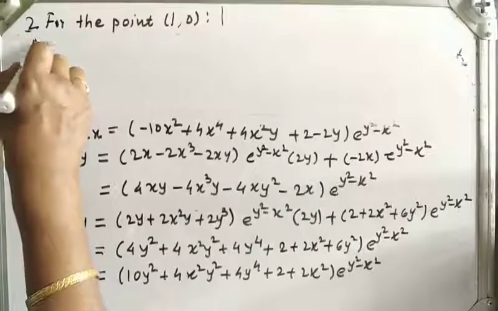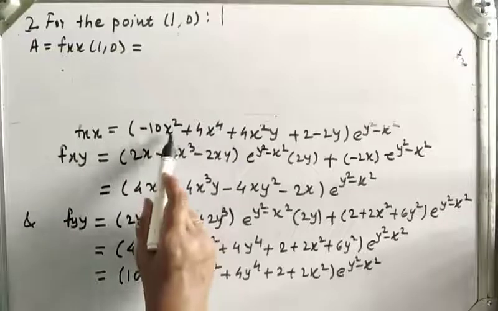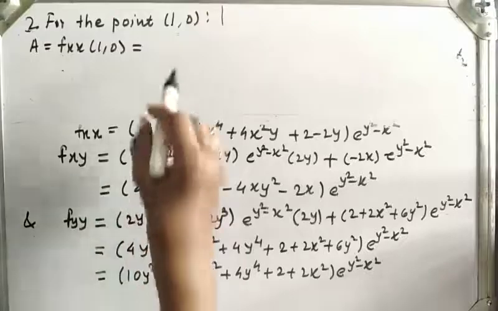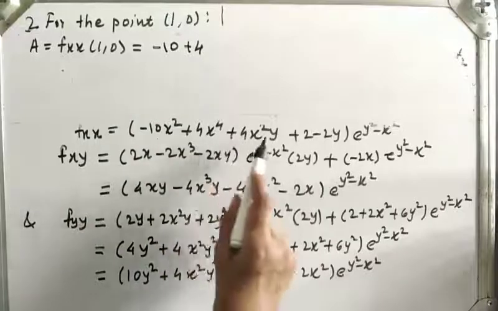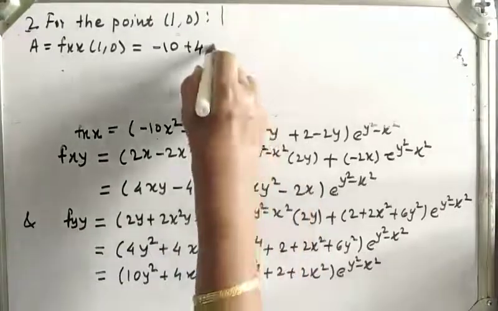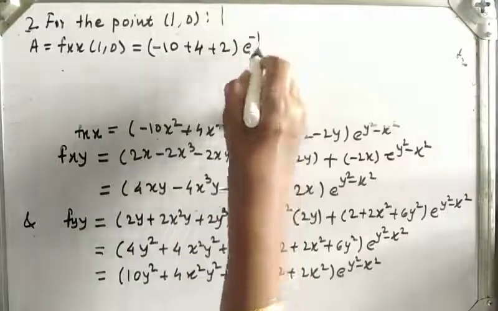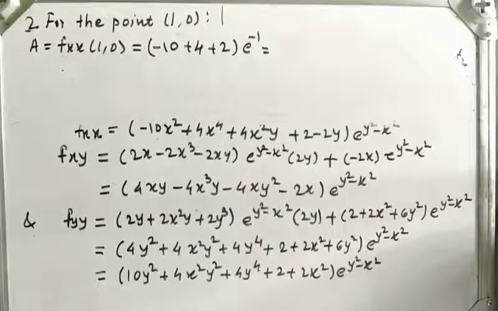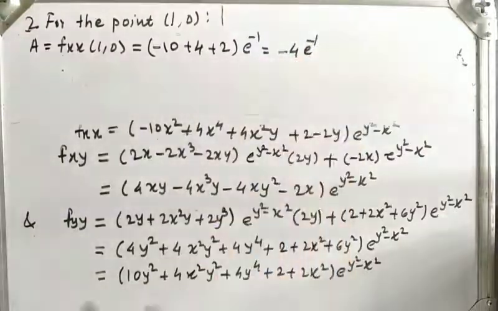That is A equal to fxx at (1, 0). So put x equal to 1 and y equal to 0. So that will be minus 10 plus 4y, which is 0, plus 2 into e raised to 0 minus 1, that means e raised to minus 1. So that will be minus 4 into e raised to minus 1. That will be minus 4e raised to minus 1.